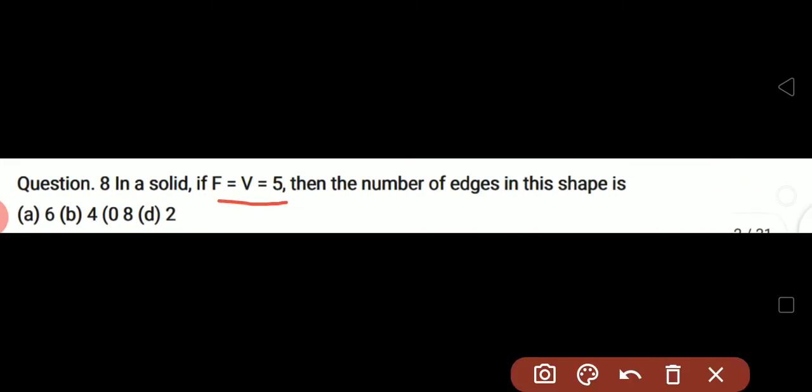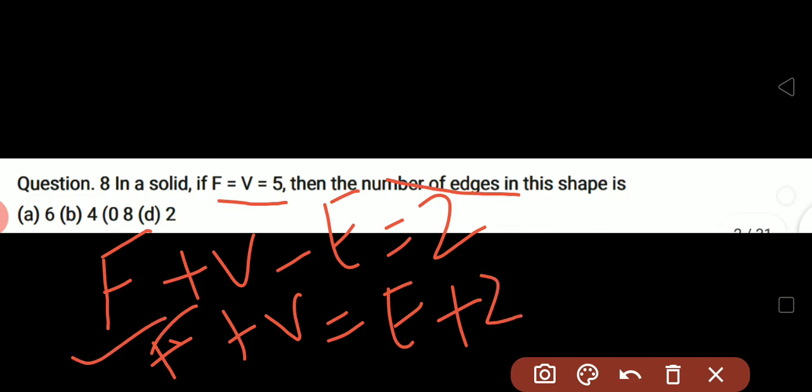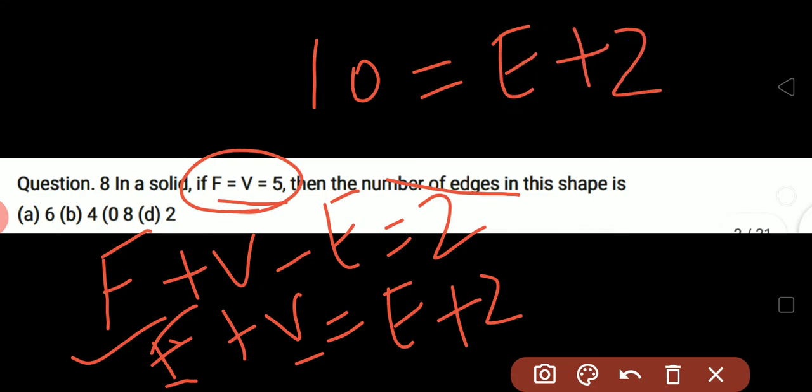In the solid, F equal to V equal to 5, find the number of edges in the shape. Euler's formula is satisfied when the given solid is a polyhedron, that is F plus V minus E equal to 2, or the formula is F plus V equal to E plus 2. It is the easiest way to find. So we are given F and V both as 5, so 5 plus 5 becomes 10, and this is equal to E plus 2. We transpose this 2 from right to left, so 10 minus 2, and edges will be 8.